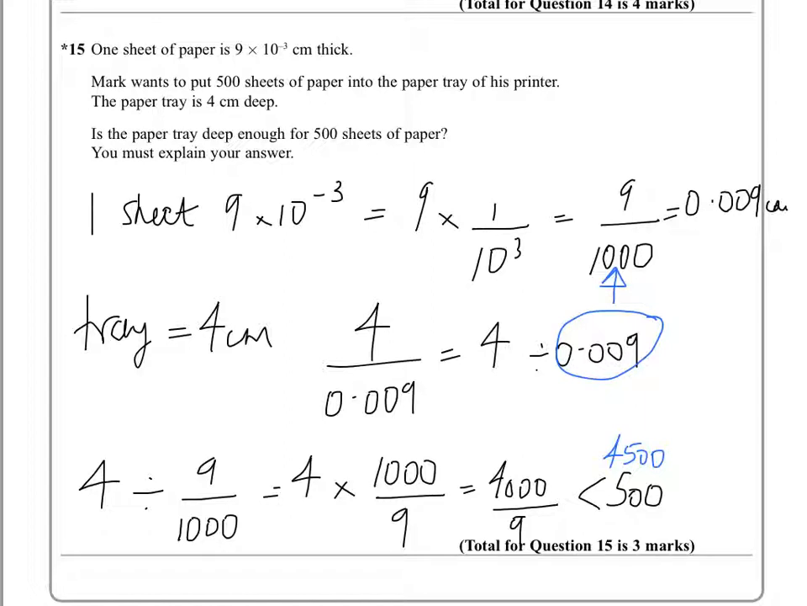So our required thickness that we're calculating is 4000 over 9. Now since 4000 over 9 is less than the 500 sheets that we want, therefore it's not deep enough for that reason.